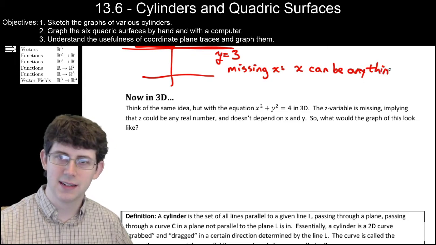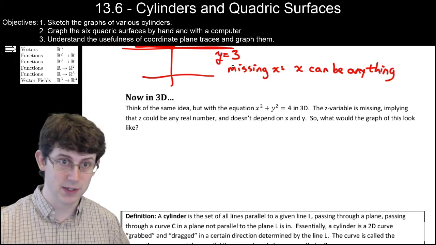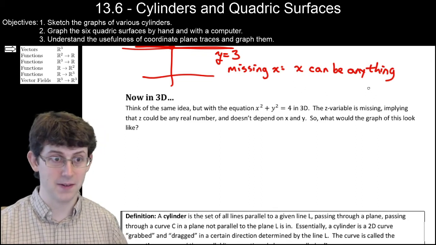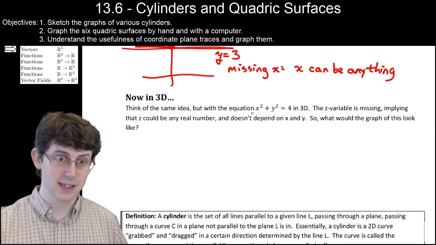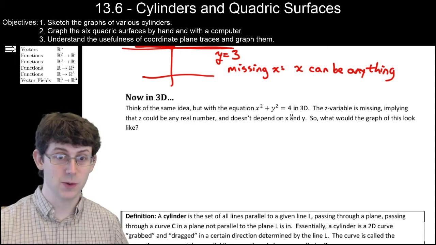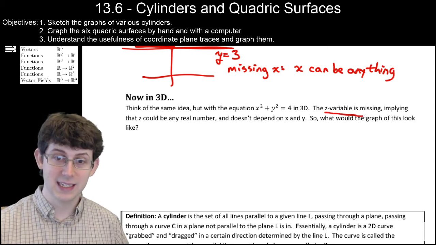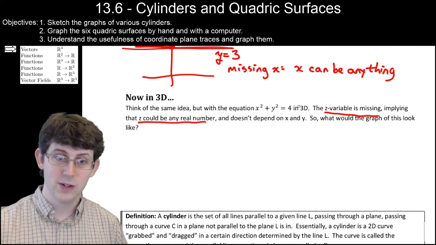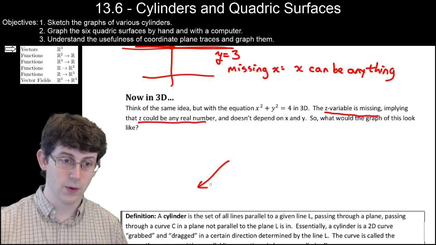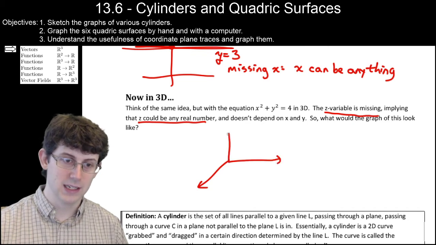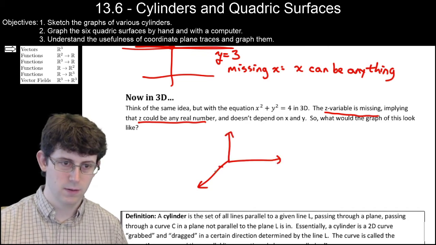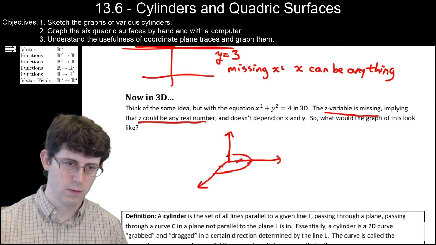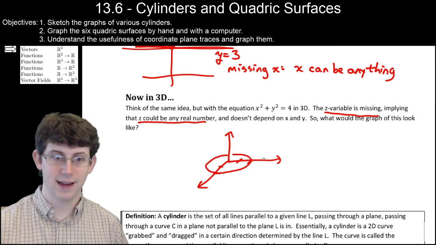X equals 30 doesn't change anything about y equals 3. So when the variable was missing, it meant that variable can take on any value. Here, in 3 dimensions, if you have x squared plus y squared equals 4, that means that z is missing, and so z could be any real number. So when you graph x squared plus y squared equals 4, that's a circle with radius 2 in the xy plane.